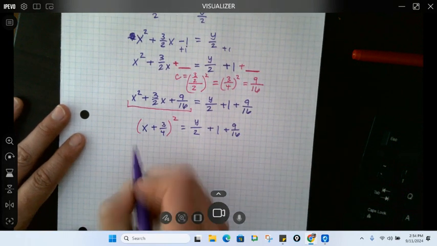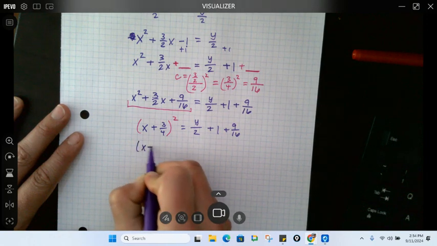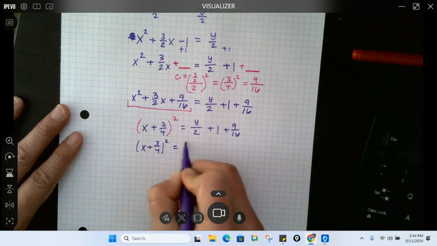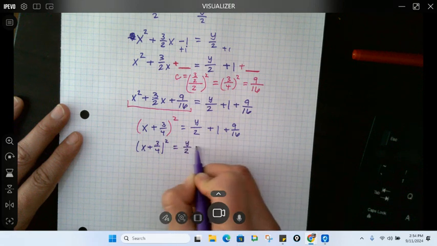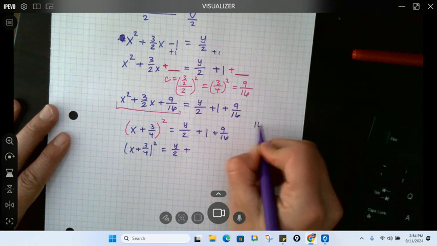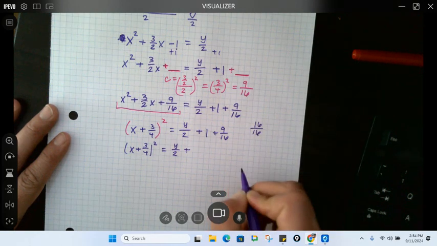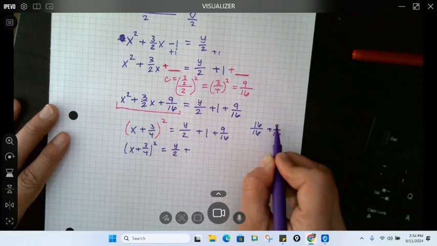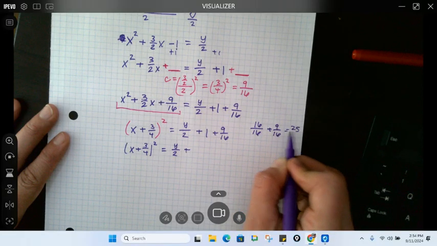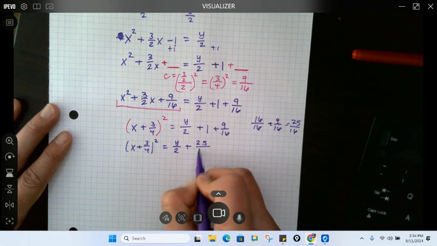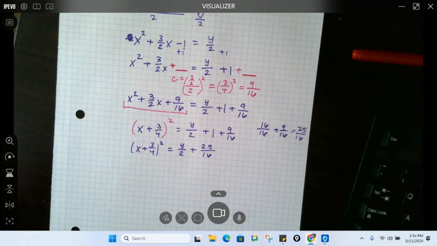Okay, still hanging with me. We now have an x plus 3/4 squared. That's equal to y over 2. And I'm going to just combine these. 1 plus 9/16. I know that this 1 is really 16 over 16 plus 9/16. So 9 plus 16 will get me 25. And as you remember, we always keep the denominator. So I have 25/16 here.